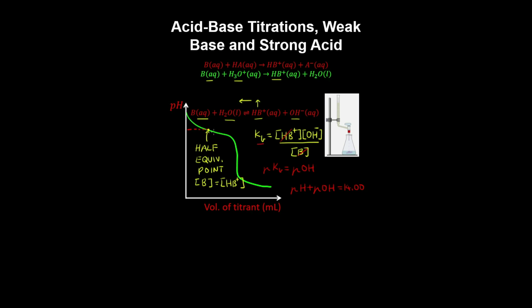Now if we continue to add acid, the pH keeps dropping and the buffer gets broken until we reach the equivalence point, where all of the base has been neutralized by the acid. And if we keep adding acid, the acid becomes in excess, and you keep getting a drop in pH past the equivalence point.